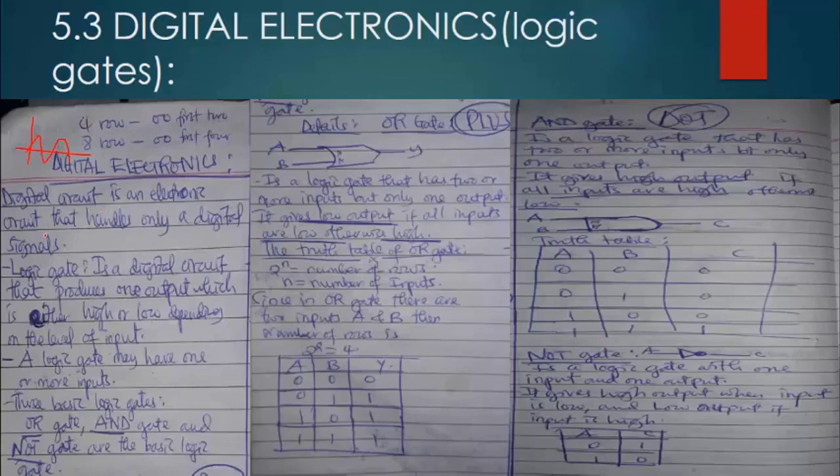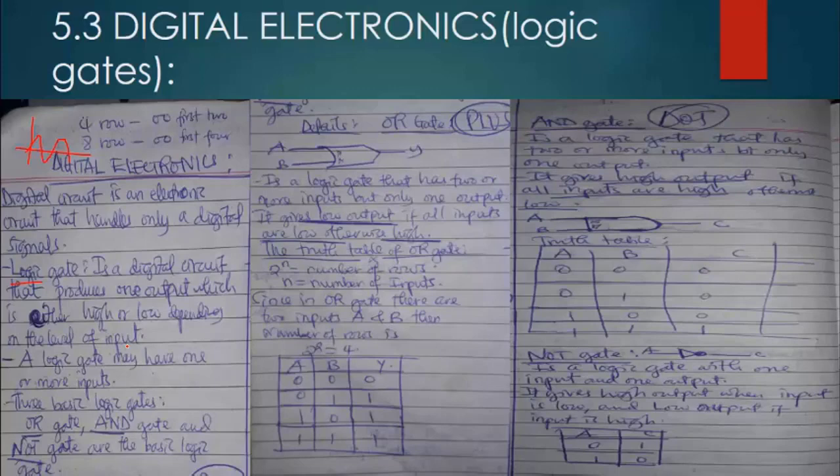Okay? So as far as digital circuits are concerned, they form what we call logic gates. Logic gates ni digital circuits. But these logic gates are digital circuits that produce only one output, which is either high or low depending on the level of input. Kuna circuit ambayo inaweza ikawa na input zaidi ya moja, 2, 5, 10 whatever. Lakini mwisho wa siku output itabaki kuwa moja tu.